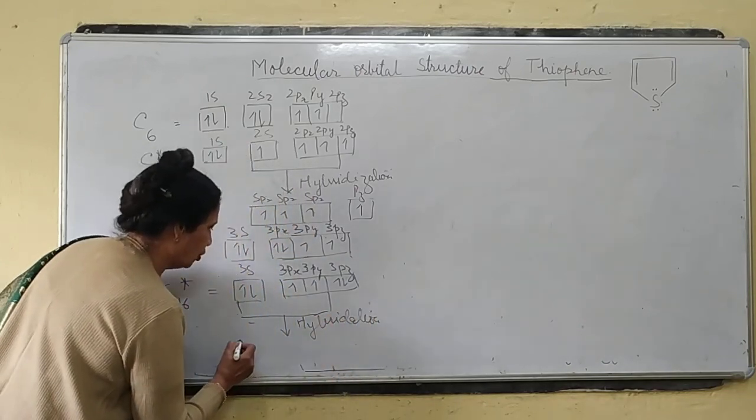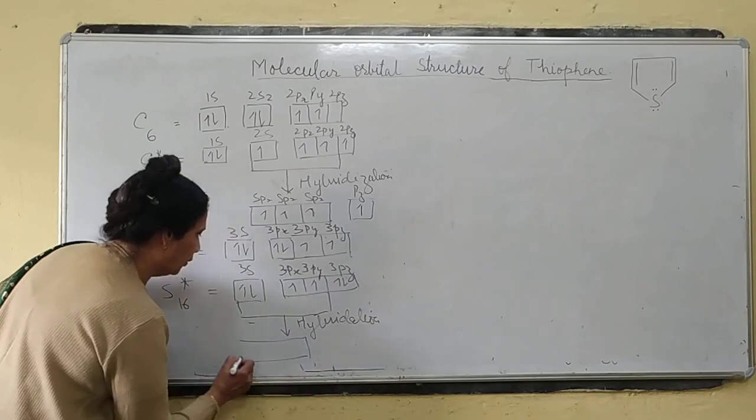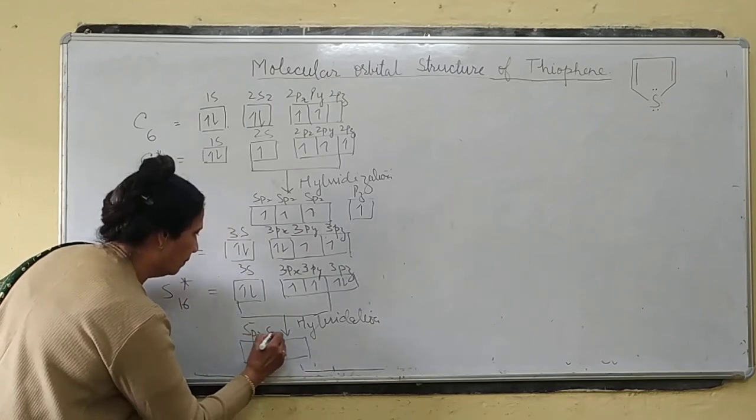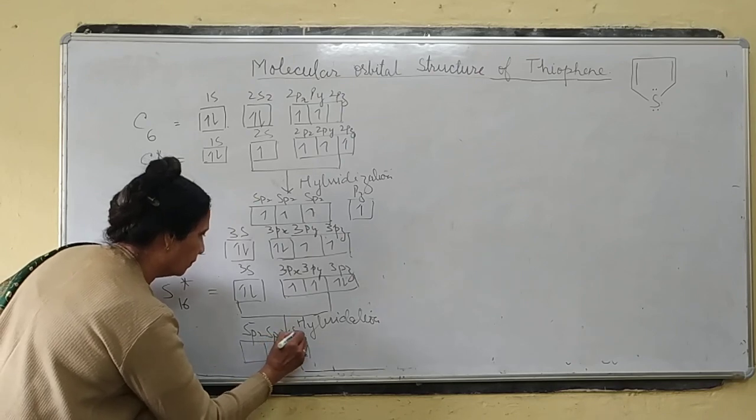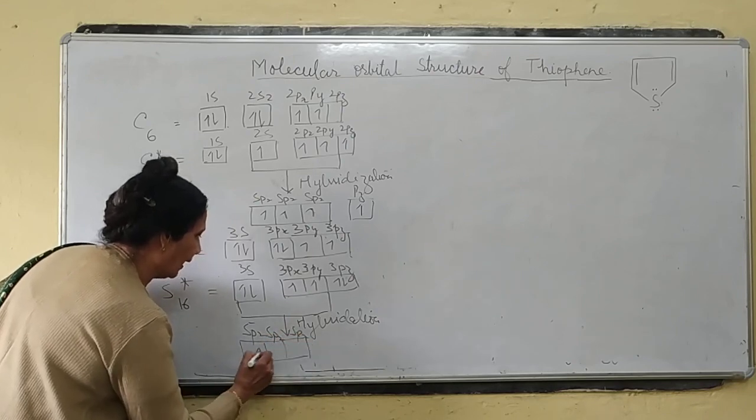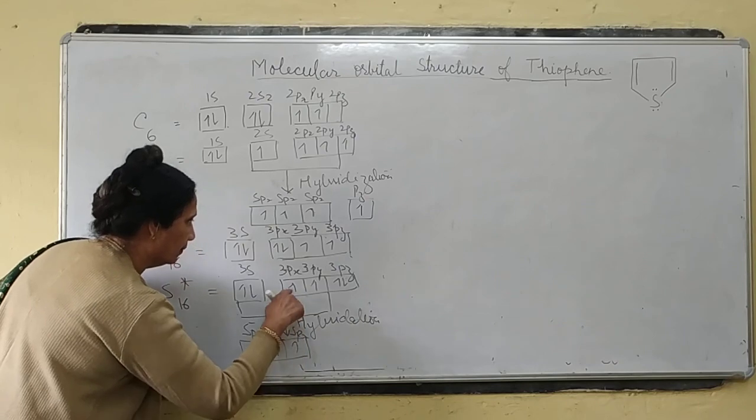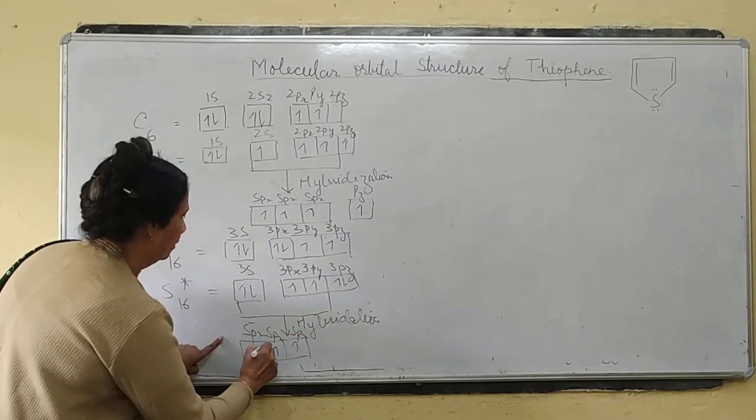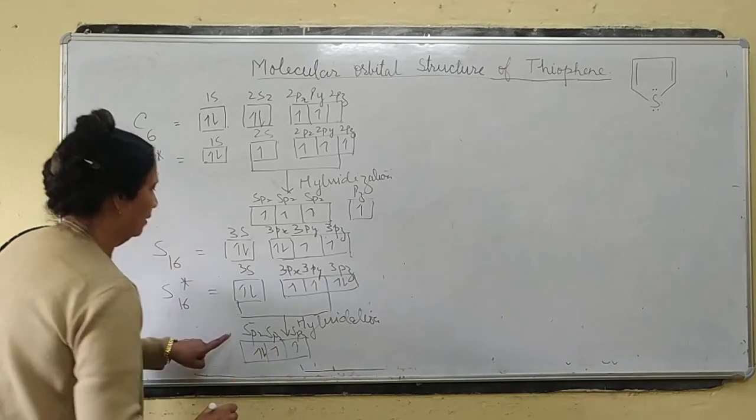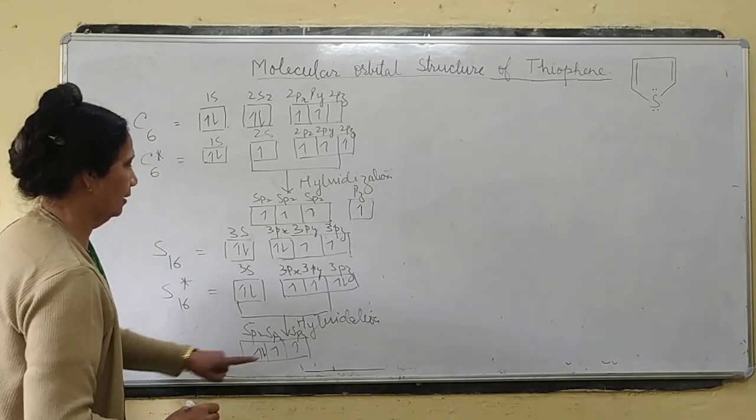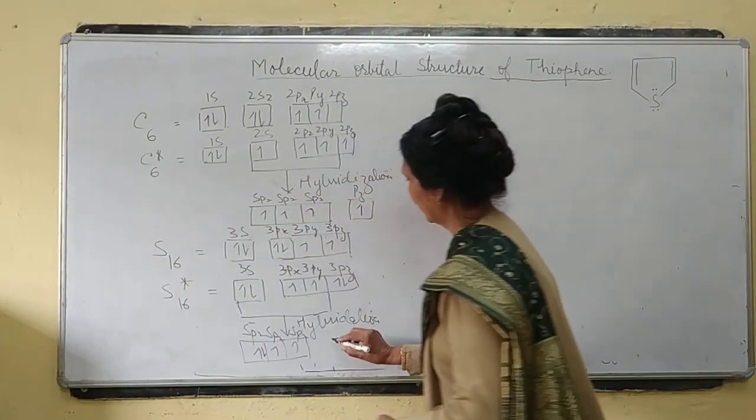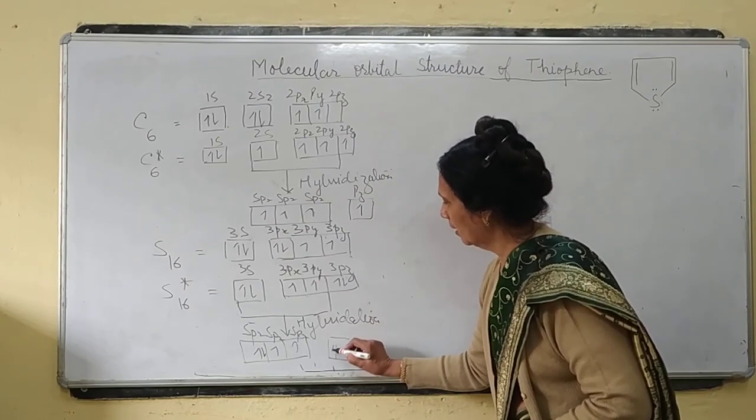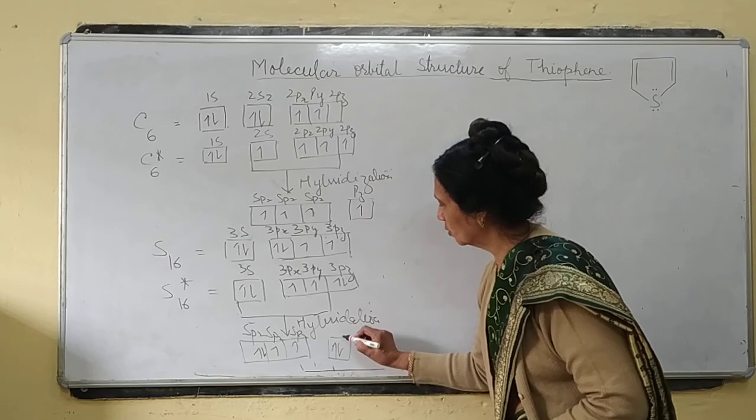After hybridization, new 3 sp2 hybrid orbitals are obtained. One is having 2 electrons and the other 2 having 1 electron each, and the 3pz orbital having 2 electrons.